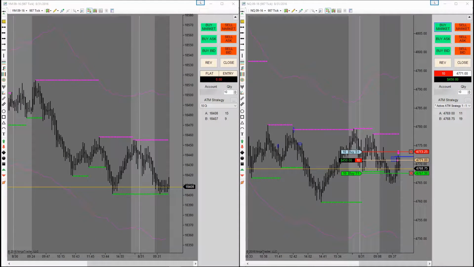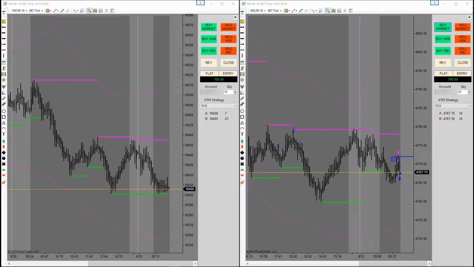Excellent. So right now it moved about 2/3 of the way to our target. We're going to move the stop to break even +1, covering our commissions. So this trade is risk free at this point. And as you guys can see, it just got executed. So $700 in profit.